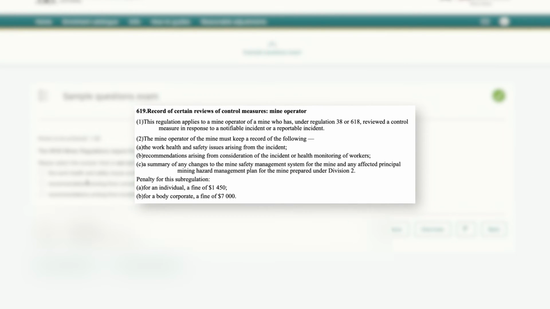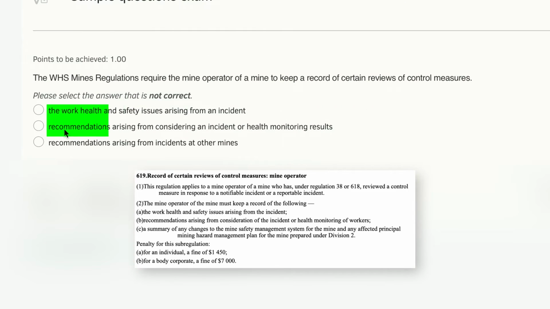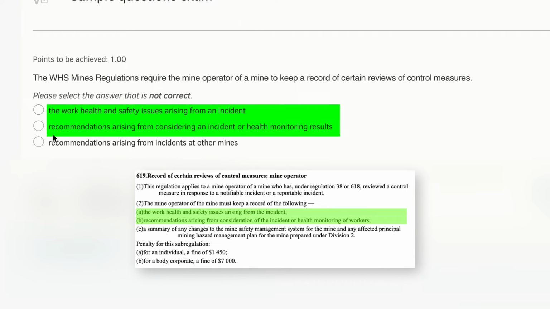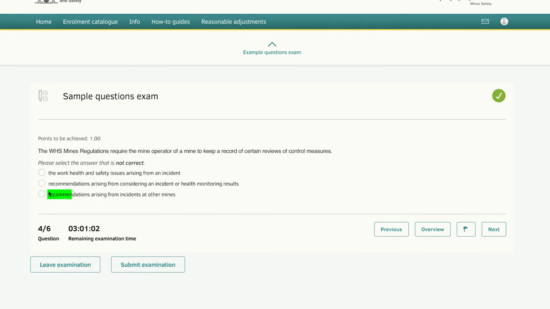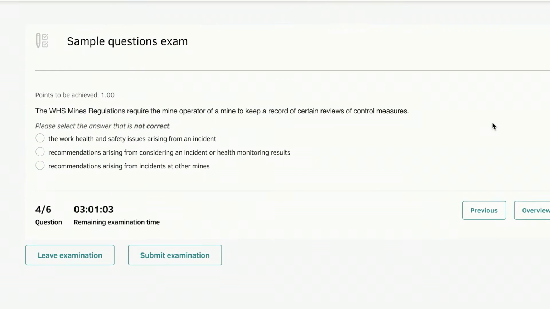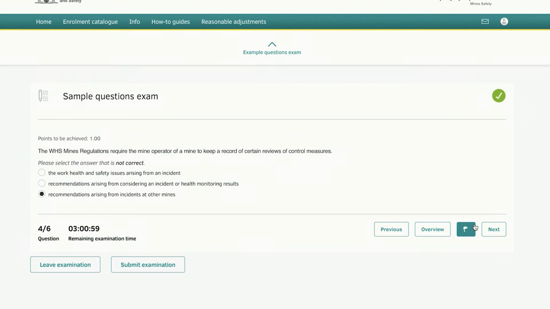This question is based on Regulation 619 of the WHS Mines Regulations, in Part 10.2, Division 1, which is about the general requirements for managing risks. The first 2 answers are listed under Regulation 619(2). The third answer is not, and whilst it might be sound practice to consider the learnings from incidents elsewhere, they are not required to be entered into a mine's records. The mine's records relate to the activities of that mine only. So, for this question, the third answer should be selected as it is not correct. Just like the previous example, the circles indicate that only one answer can be selected.